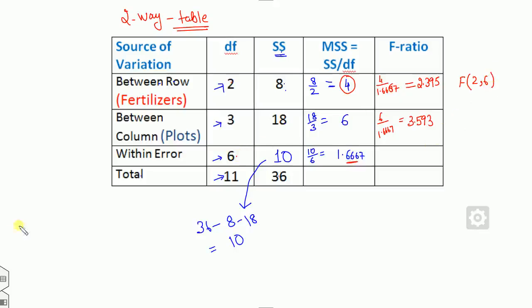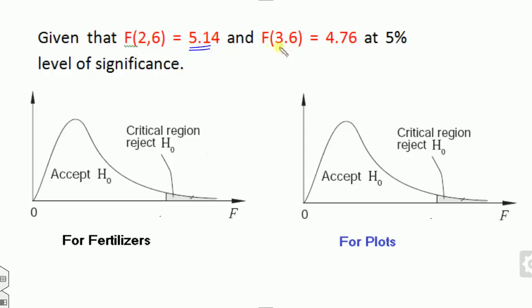Look for the second one. What is the degree of freedom of this? Here the numerator is 6. What is the degree of freedom of 6? It is 3, divided by the degree of freedom of 1.667, which is 6. So you need the two values, F of 2,6 and 3,6 at 5% level of significance. So what are those values is this one.